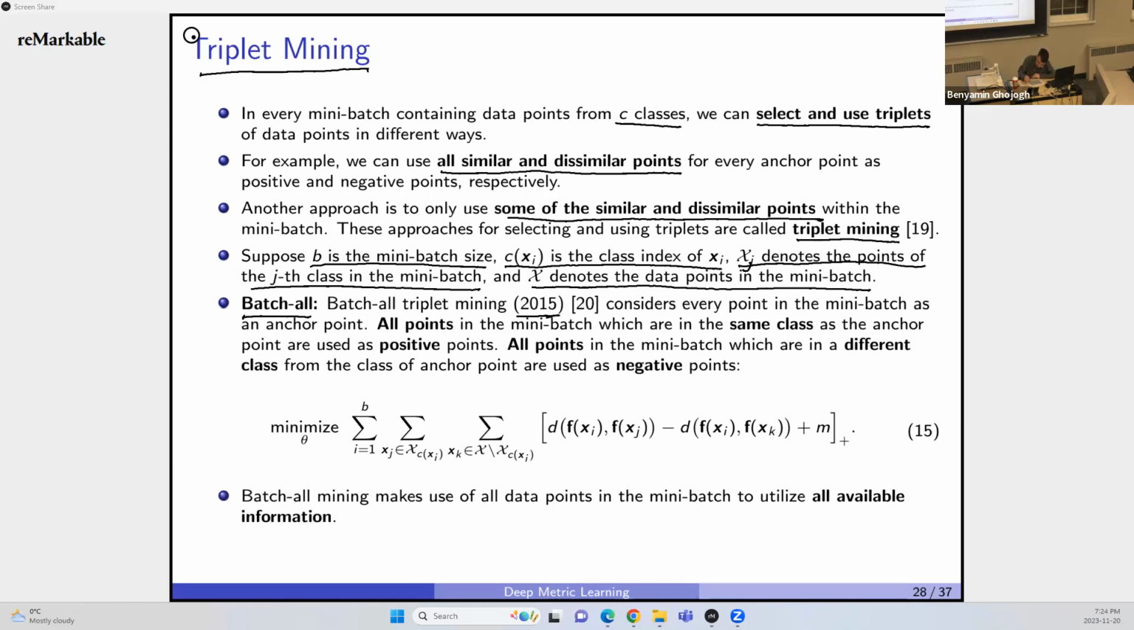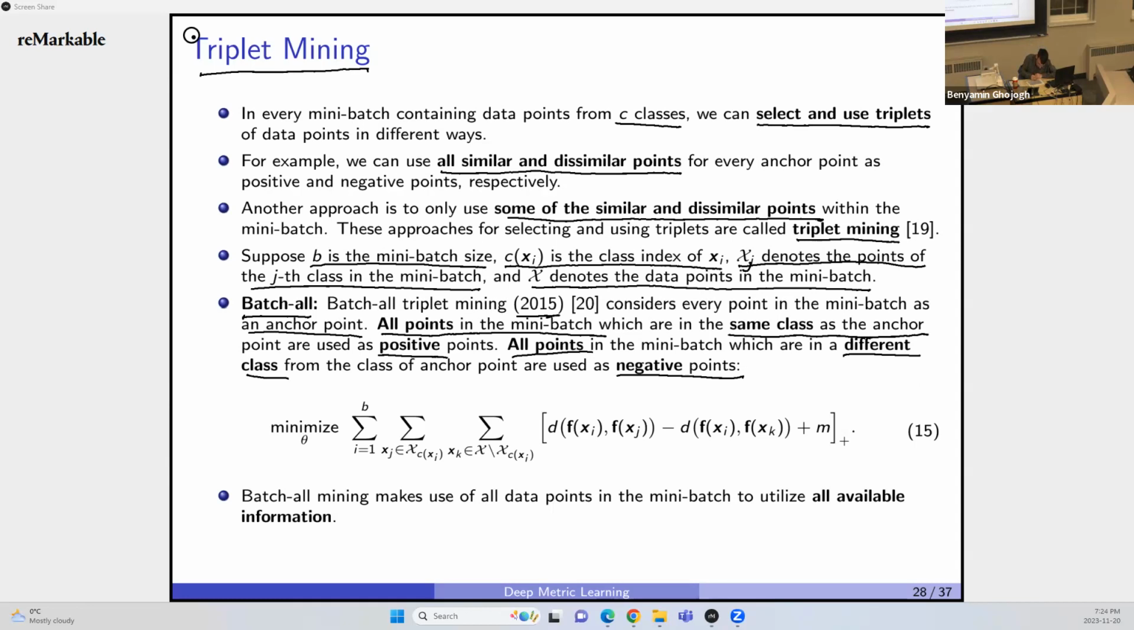So it considers every point in the mini batch as an anchor point. What do you mean? So you have the mini batch, and because you want to generate triplets, for every triplet you consider one of the points as the anchor. In other words, if your batch size is B, you will have B anchors, where every point in the mini batch is anchor in one of the triplets. Then all points in the mini batch which are in the same class as the anchor become positive points, and all points in the mini batch which are from a different class become negative points. And you can see we will have a lot of triplets, right?